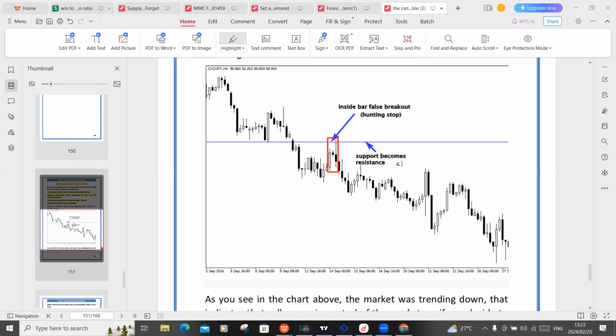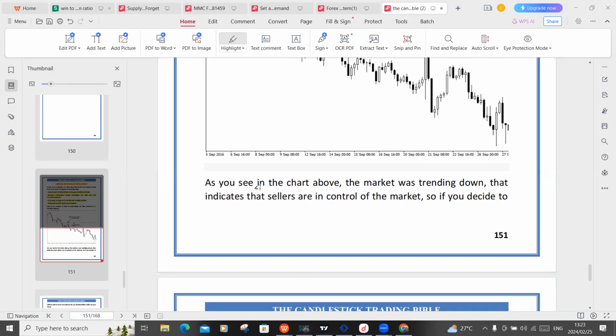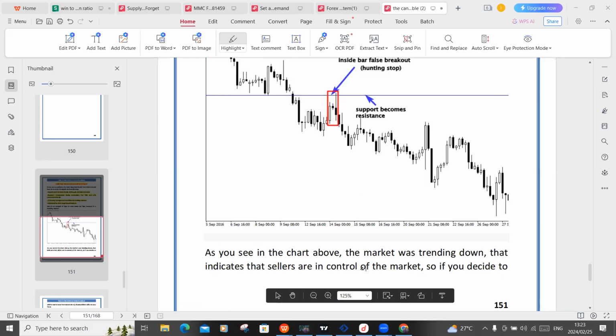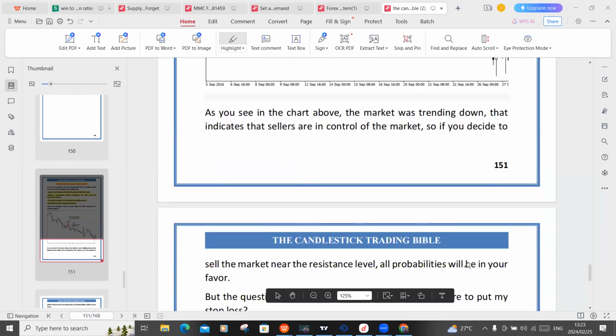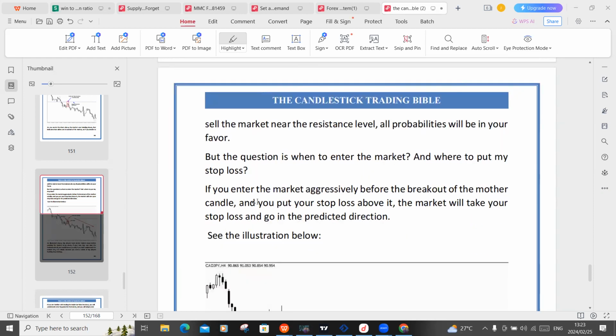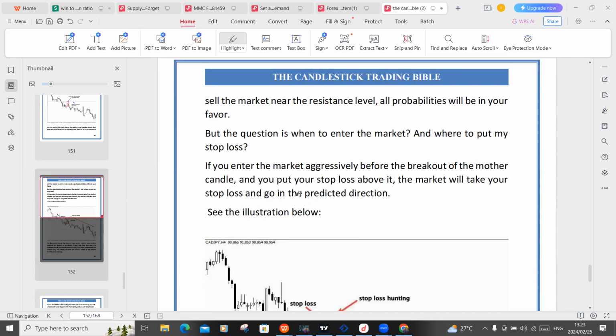So let's see what the author says about this particular setup. As you can see in the chart above, the market was trending down. That indicates that sellers are in control of the market. So if you decide to sell the market near the resistance level, all probabilities will be in your favor. But the question is when to enter the market and where to put my stop loss. If you enter the market aggressively before the breakout of the mother candle and you put your stop loss above it, the market will take your stop loss and go in the predicted direction.